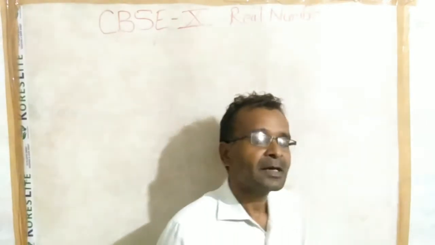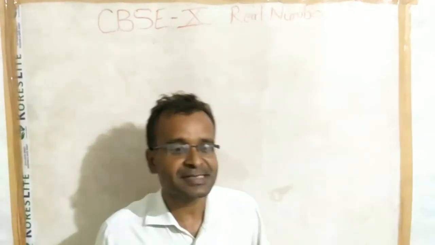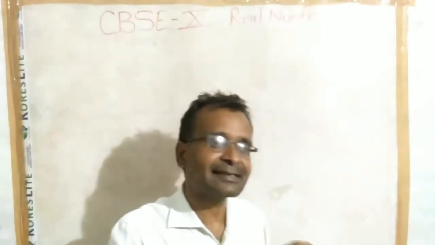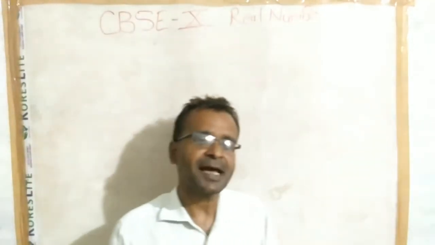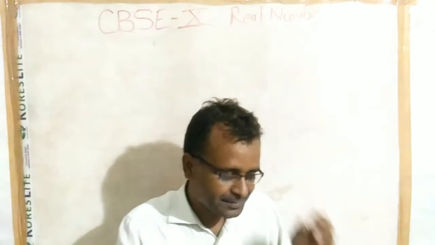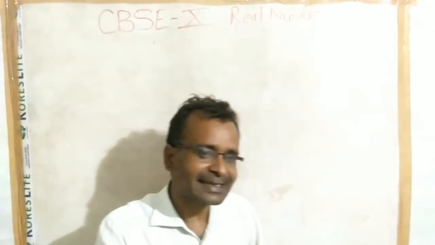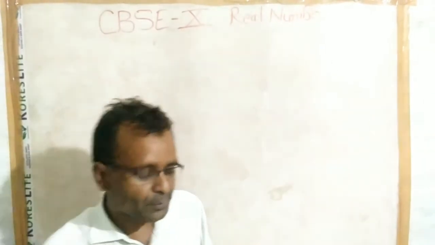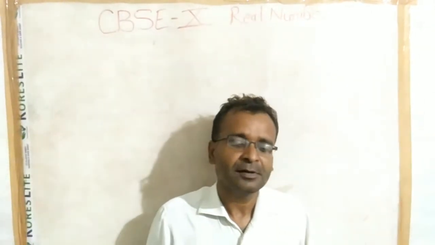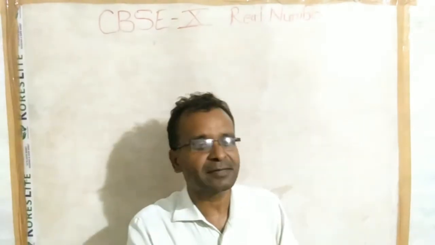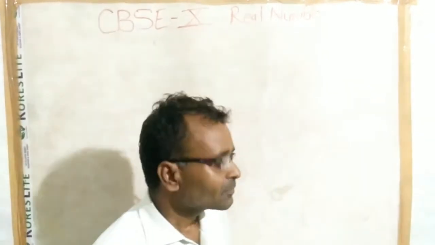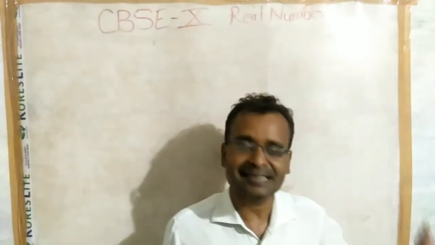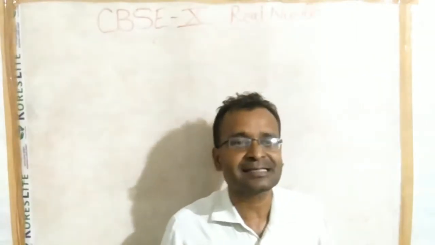After it, we studied Euclid division algorithm. Euclid division algorithm is a technique. Which type of technique? Euclid division algorithm is a technique to compute the HCF of two given numbers. So these were the two things we have already studied in our previous section.